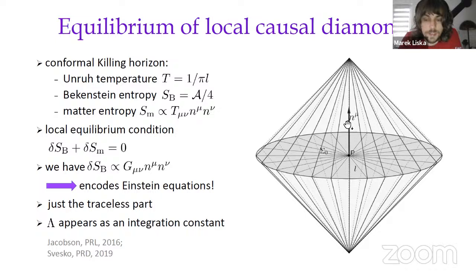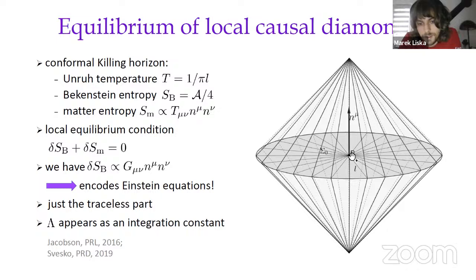It doesn't matter. We can construct any different causal diamonds, and in every case, we will get the same equilibrium condition, which allows us, and this can be really done mathematically in detail, to remove these contractions with the time-like vector field and write this as a tensorial equation related to the Einstein tensor and the energy momentum tensor. And this just corresponds to Einstein equations in the given point P.